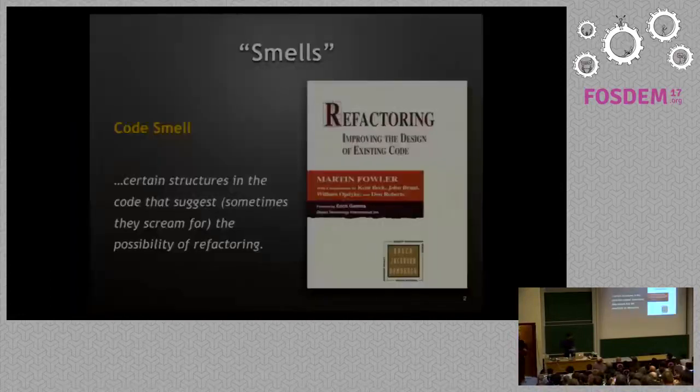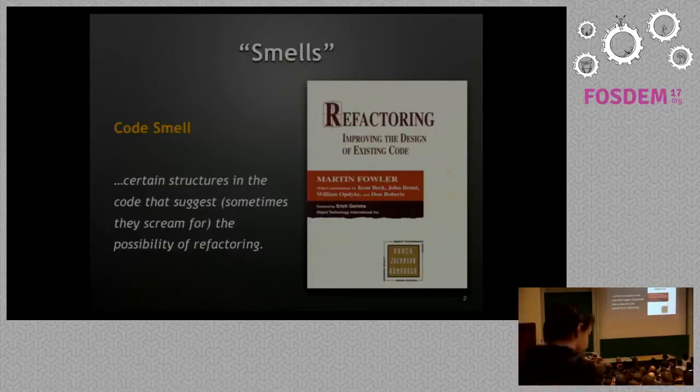So let's start with the term smell. The term was introduced by Kent Beck in chapter 4 of this book, and he described it as certain structures in the code that suggest, or sometimes scream for, the possibility of refactoring. This is an informal definition, and I would like to give you a deeper idea of what a smell may look like by using an analogy. I'm introducing a new word called jugaad.